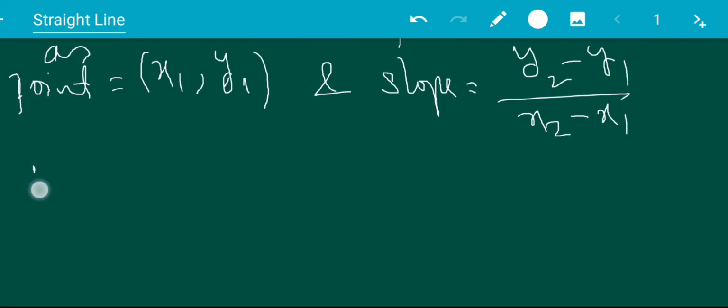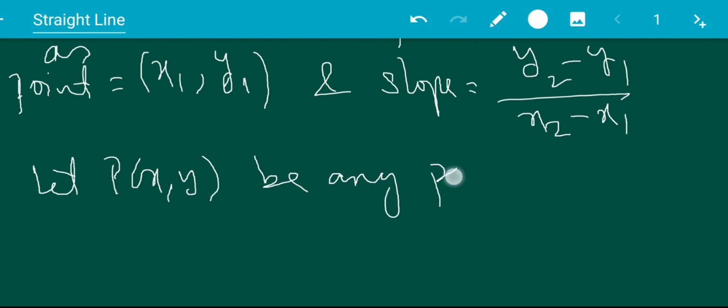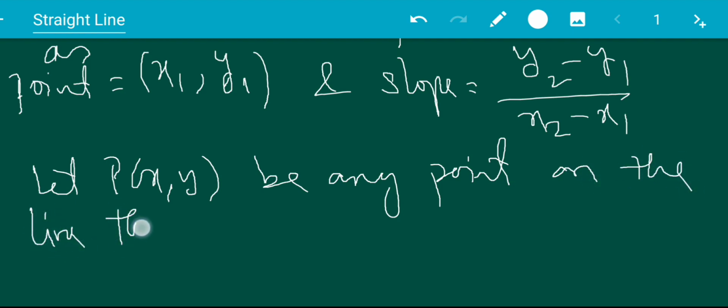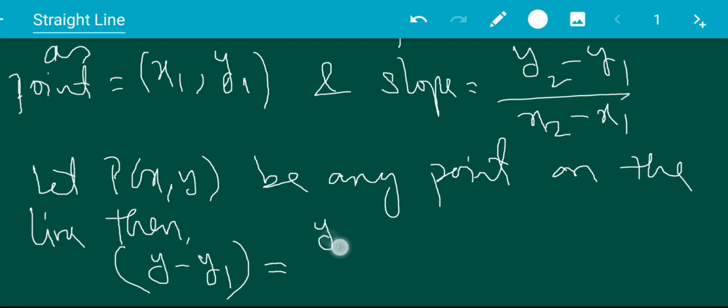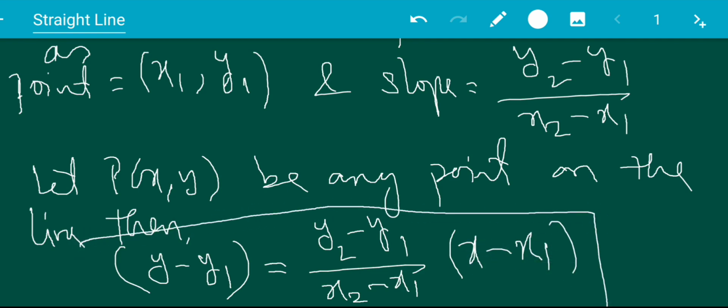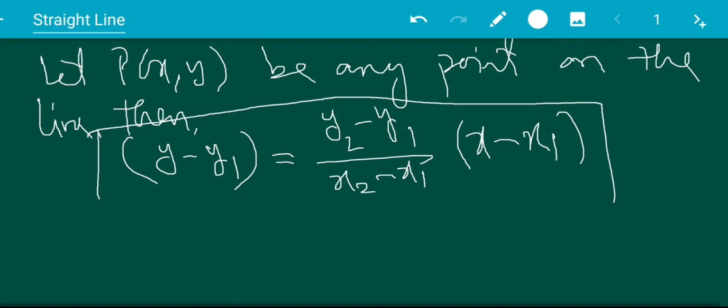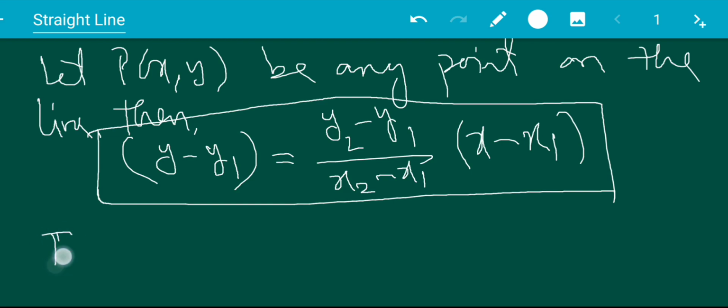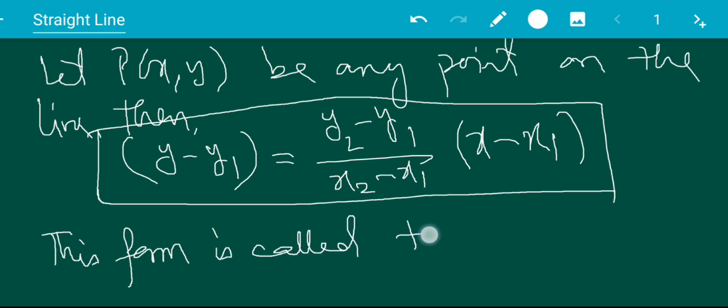Okay, so let P(x, y) be any point on the line, then y minus y1 equals (y2 minus y1) divided by (x2 minus x1) times (x minus x1) is the required equation of straight line. Okay, this form is called 2-point form.